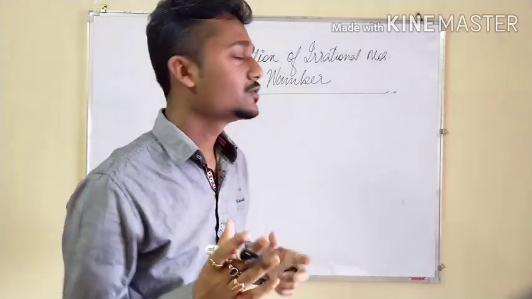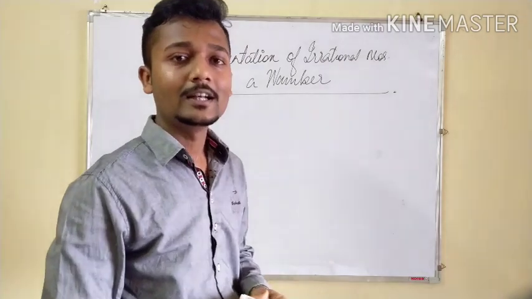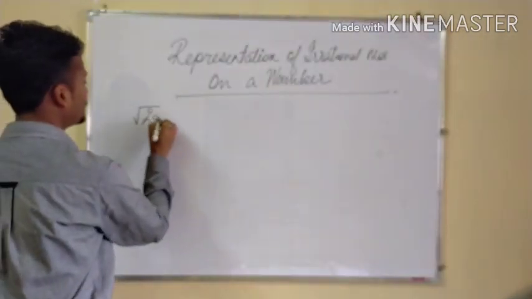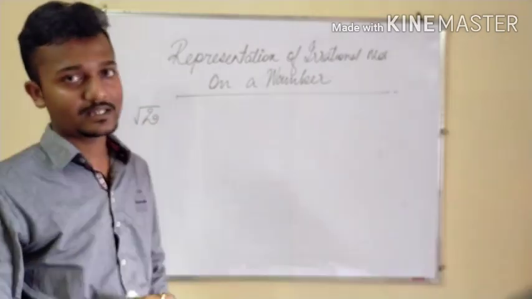So today we will discuss how to represent irrational numbers on a number line. Let us take one example, say for example root 2. So root 2 is an irrational number.